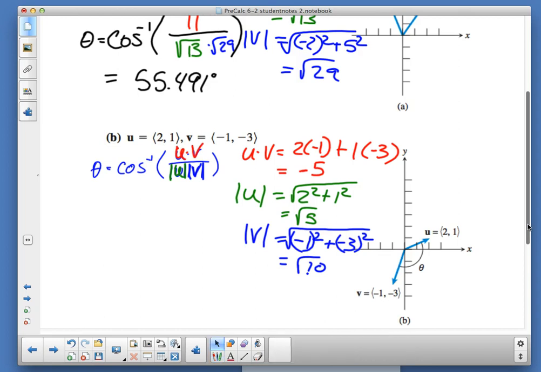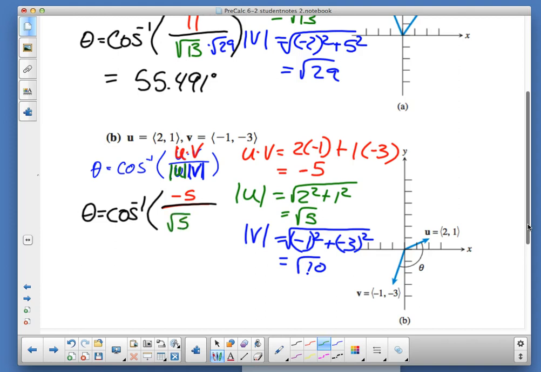Now, as we get this going, let's go for theta is equal to the inverse cosine. I got my negative 5 over my square root of 5 and my square root of 10. And I go ahead and do my inverse cosine, and hopefully I come up with 135 degrees. The angle between the two, are we okay? Any questions about how to find the angle between two vectors?